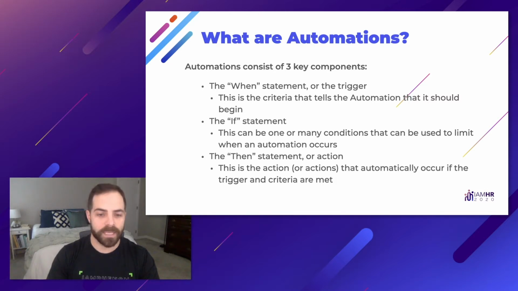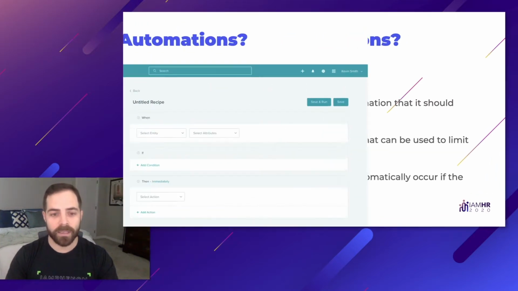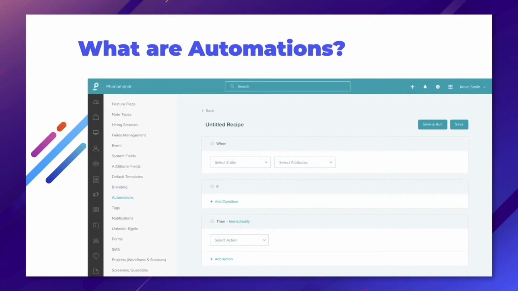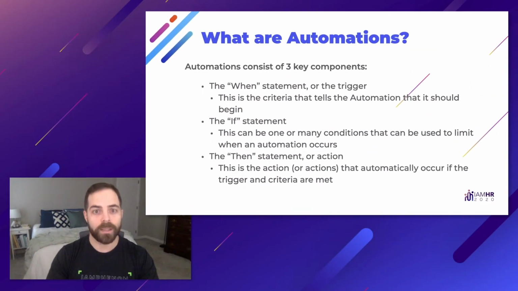Next is the if statement. This is the limiting criteria that tells the automation it should only run in certain occurrences. If these certain criteria are met, then the automation will run. This is really key to set so that you're able to limit and restrict your automation to target the exact audience that you want. If you want to create an automation that just runs for a specific job or category, you're able to do that, and you're able to set many conditions for one automation recipe.